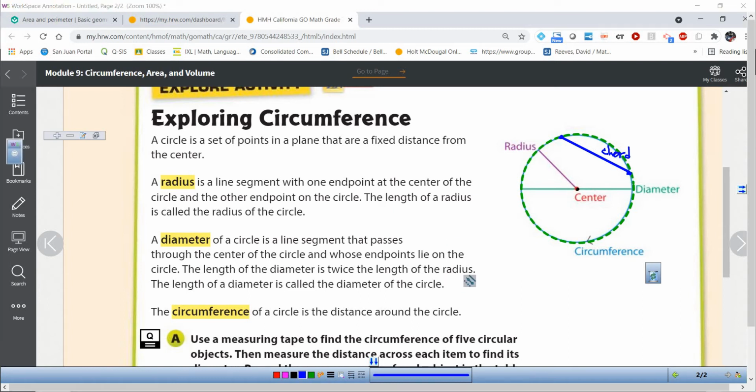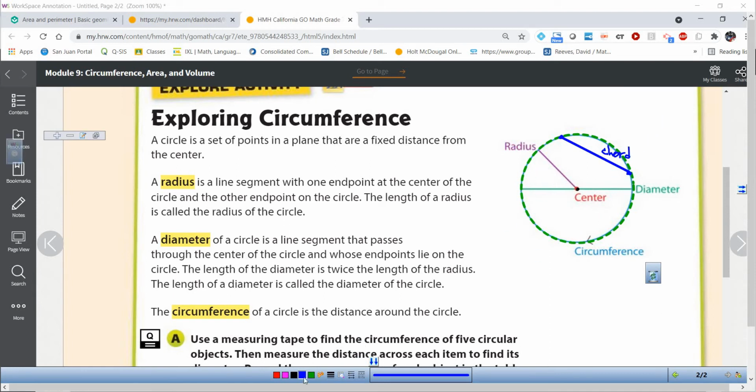Another chord I could make could be from, whoops, I missed the end. It really should go exactly from on the circle to another point on the circle. That's a chord. I could do another chord like that. That's a chord. So a chord is any segment that has its endpoints on the circle.